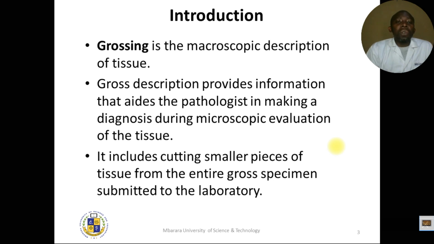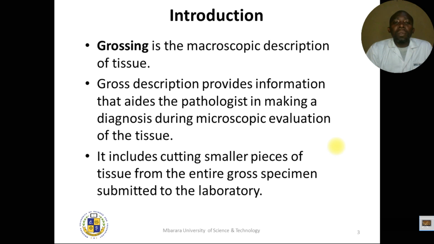So grossing, just like I mentioned, is the macroscopic description of the tissue, and it entails the description and giving of information that aids the pathologist in making a diagnosis during microscopic evaluation of the tissue. It includes cutting smaller pieces of the tissue from the entire gross specimen which is submitted to the laboratory.